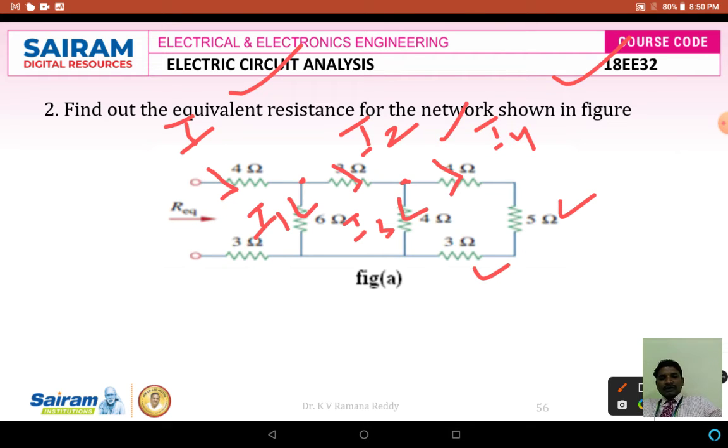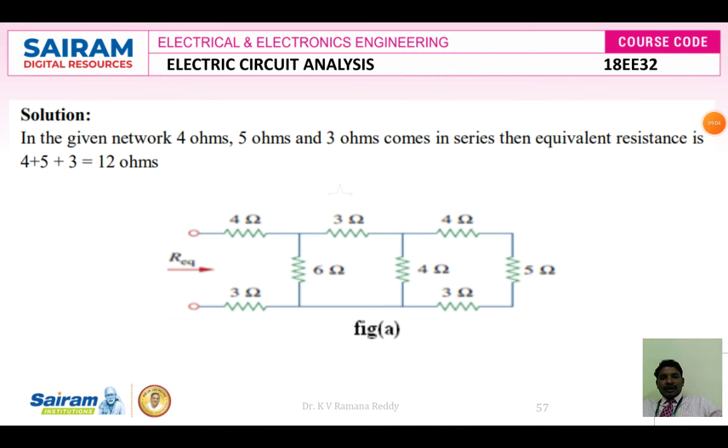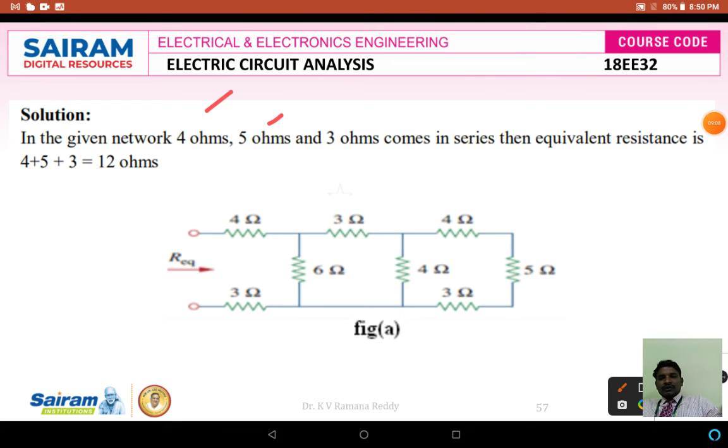Therefore I4 is the current commonly flowing between the 4 ohms, the 5 ohms and the 3 ohms. That means the 4, 5 and 3 ohm resistors are connected in series. If 4 ohms, 5 ohms and 3 ohms are connected in series, then the equivalent resistance is 4 plus 5 plus 3, which is equal to 12 ohms.